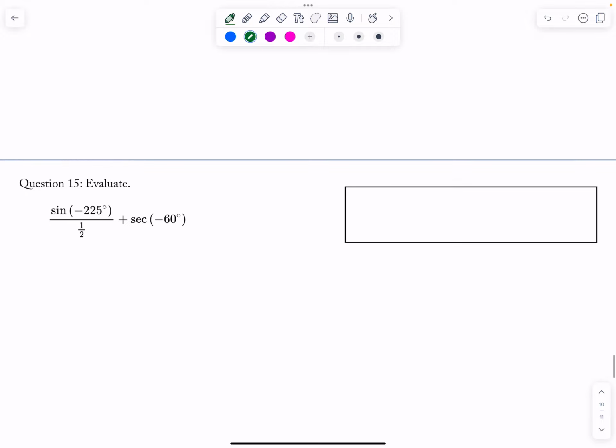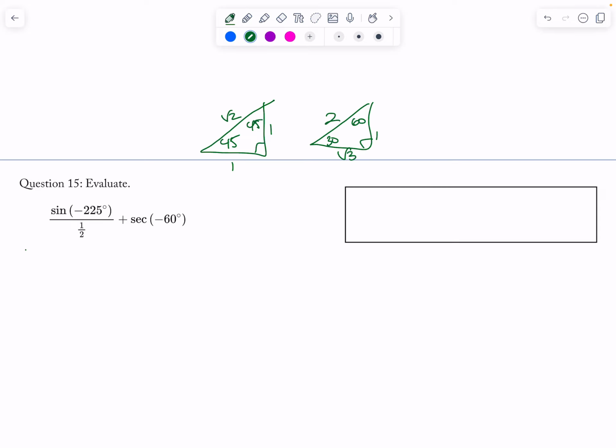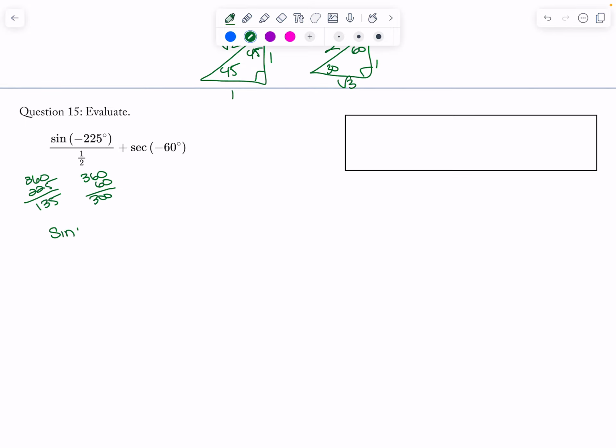15. Oops, just kidding. I got excited. Wrong triangle. Okay, so now I have to turn these negative angles into positive angles. So I'm going to first take 360 degrees and subtract 225. And I get 135. And then I'm going to take 360 and subtract off 60, and I get 300. Okay, so now I have the sine of 135 degrees divided by 1/2, and then plus the secant of 300 degrees.